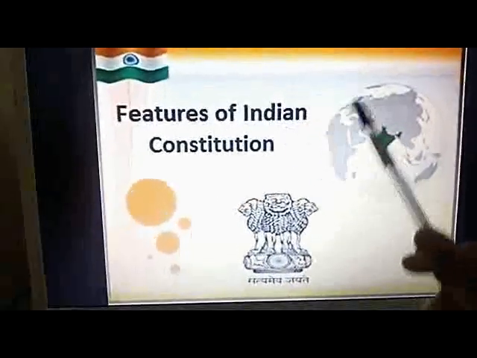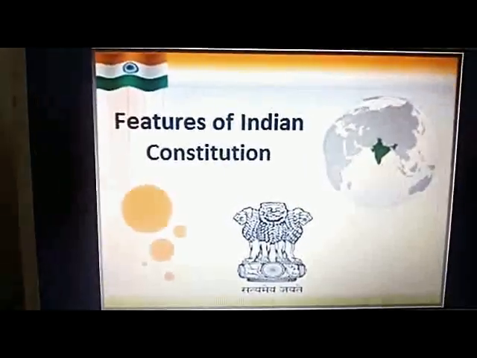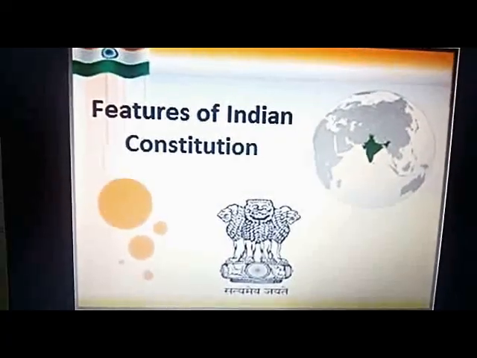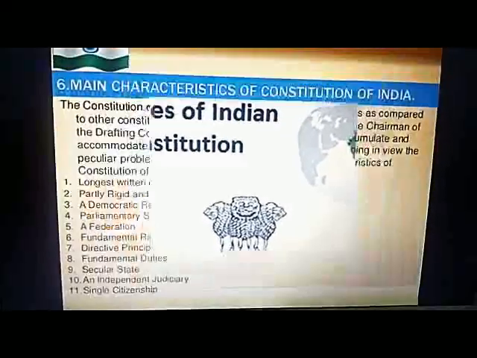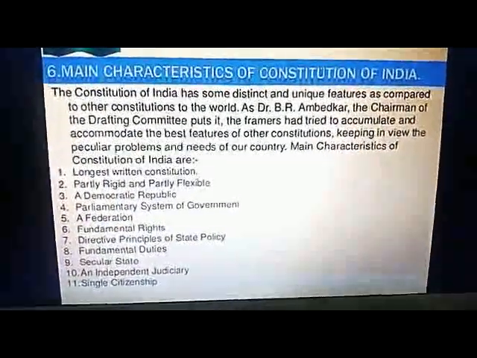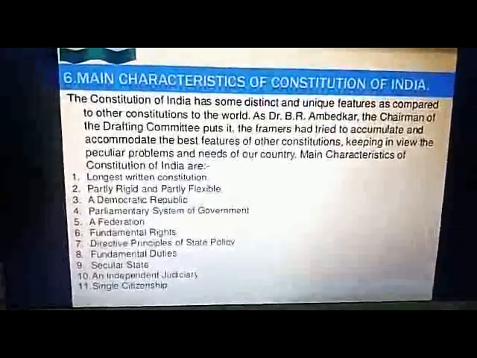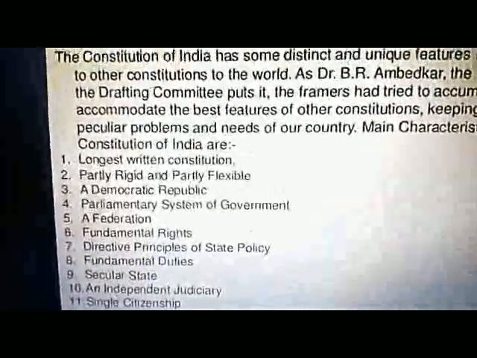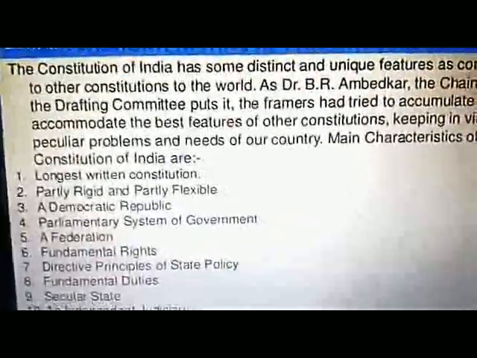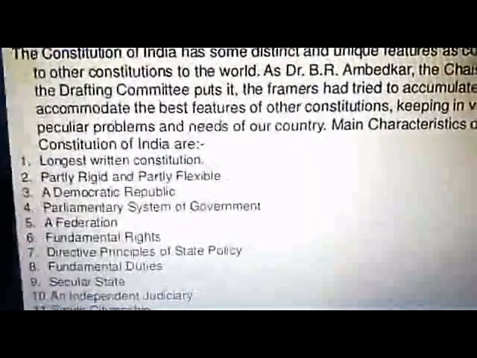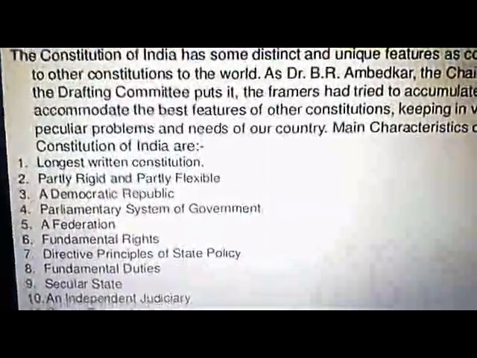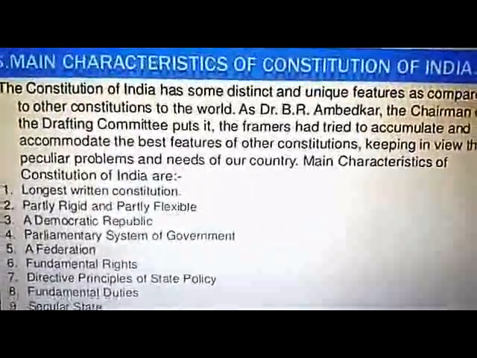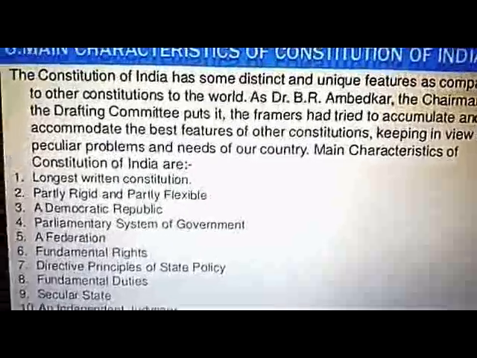is the features of the Indian Constitution. Now, a Constitution has certain characteristics and features which we need to learn. So there are certain characteristics of our Constitution of India. The first is the longest written constitution. Now, why do we call it the longest written constitution? Because the Indian Constitution is the only constitution which has 448 articles and 12 schedules. So that is the reason it is known as the lengthiest written constitution of the world.